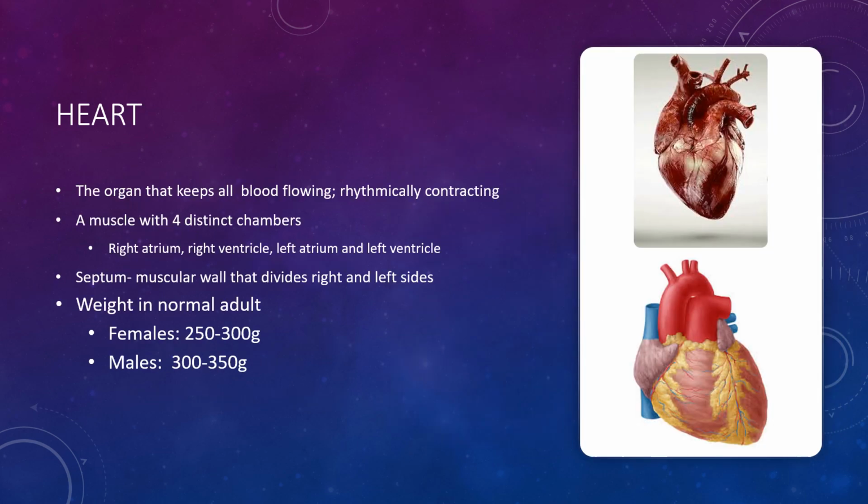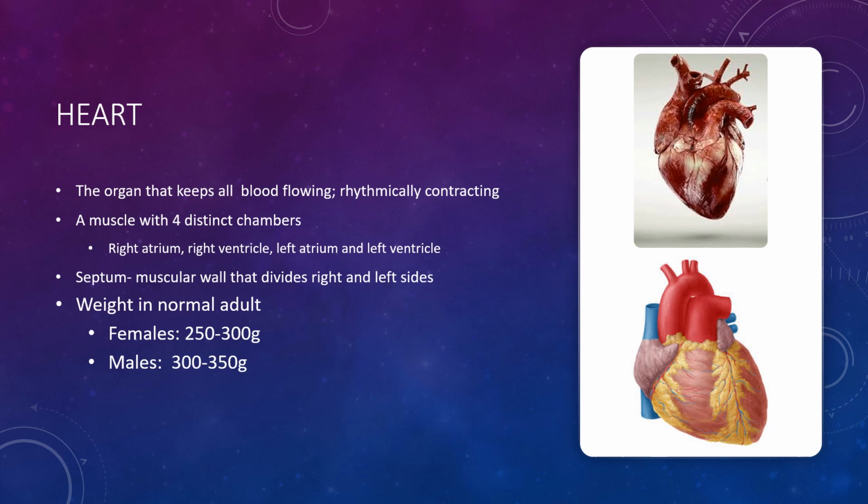Okay, the next one is your heart. So the heart is a muscular organ about the size of a fist, and it is located just behind and slightly left of the breastbone. The heart pumps blood through the network of arteries and veins called the cardiovascular system. Usually, our heart is a muscle with four distinct chambers.